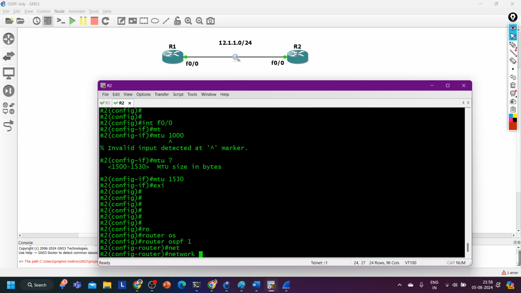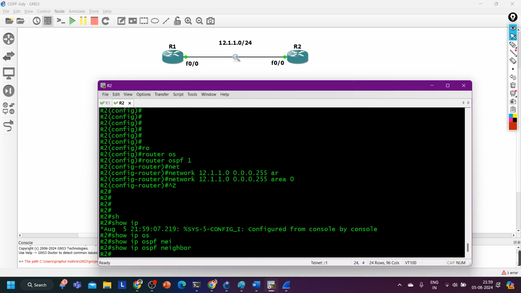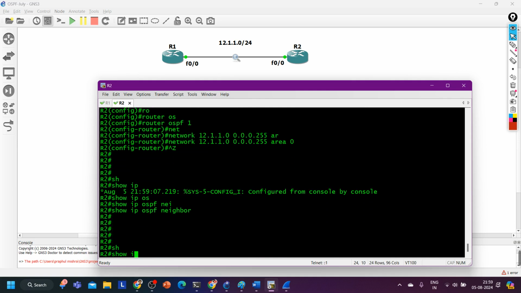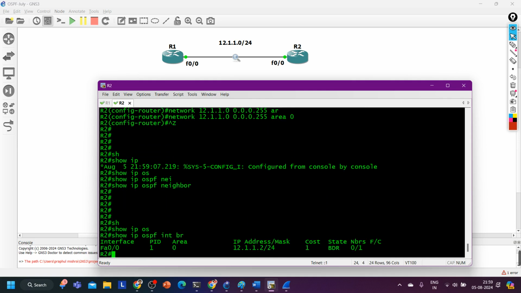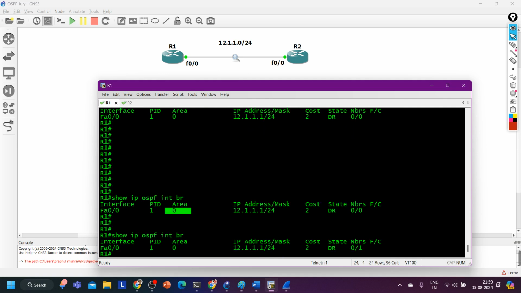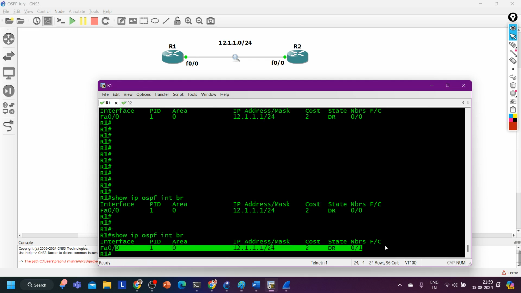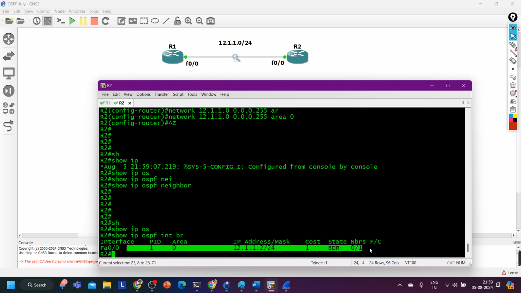Router OSPF 1 and say network 12.1.1.0 0.0.0.255 and area 0. Will OSPF neighborship come up? No. What is the issue now? So IP OSPF interface brief. What is the issue now? See, with the help of this command, can you troubleshoot the issue now? No. Because here, see, all informations are same. All informations are same.